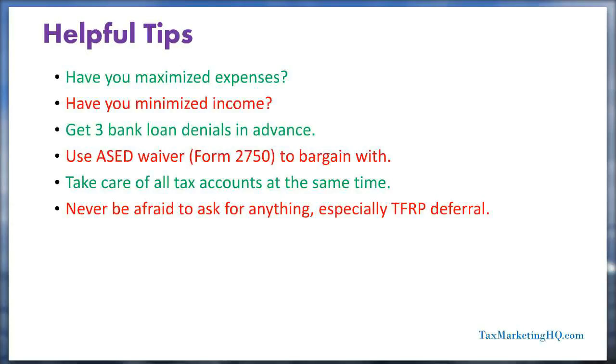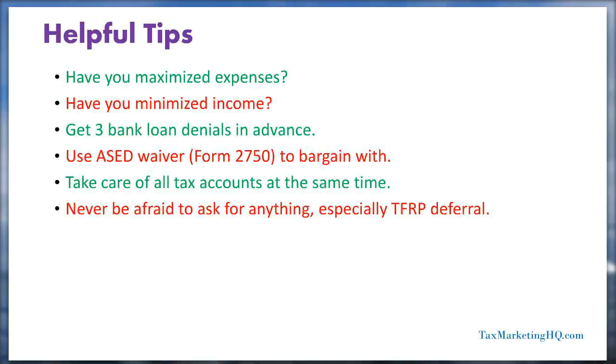So just some helpful tips to help to close out. Some things to think about here in Christmas colors for you. When you're doing 433As, make sure you've maximized expenses, minimized income, legally, of course, but it's in the best interest of your client. For the 433B and, you know, for the business, the P&L side, make sure you've included all the expenses. Don't leave anything out. A lot of times it will help to get those 3 bank loan denial letters well in advance. For me, that's part of my new client intake checklist. It's just something that we automatically do.